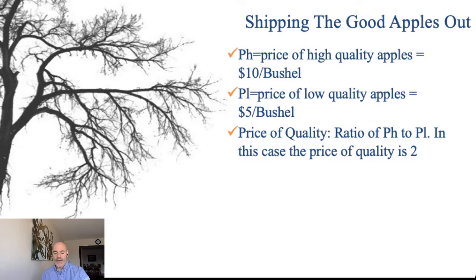Now we can define the price of quality. The price of quality in this case is the ratio between the high quality apple price versus the price for low quality. And when you take $10 per bushel divided by 5, you will get a price of quality equal to 2. It's just a number. It shows you the relative price, my friends, and I'm going to come back to what that means in a moment.